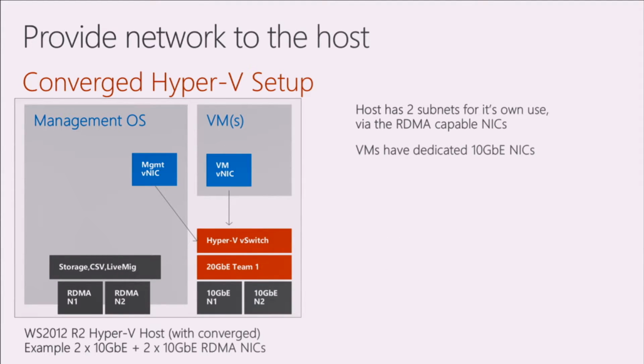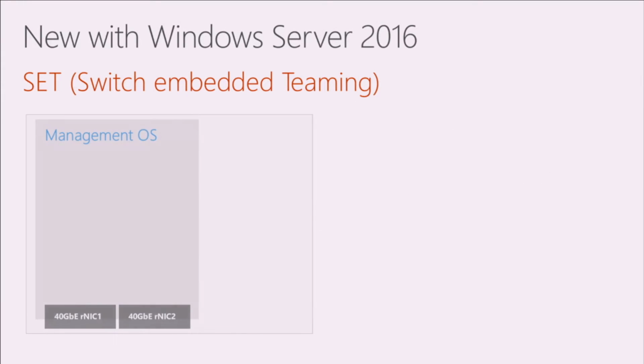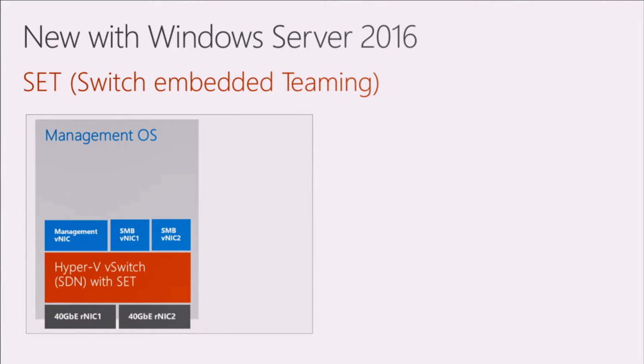This is a little bit not that cost effective, of course, because you have the double amount of ports per physical node you need in this configuration. Now, if we have a look at the 2016 way, the switch embedded teaming frees me up from creating a teaming on the operating system level. The teaming mode is now configured on the switch itself.